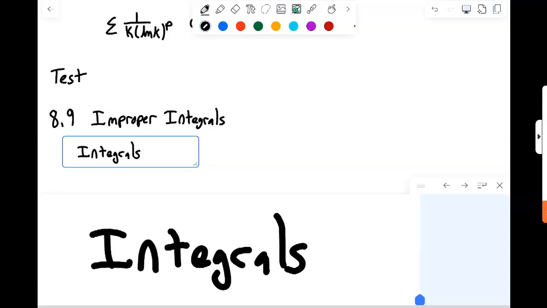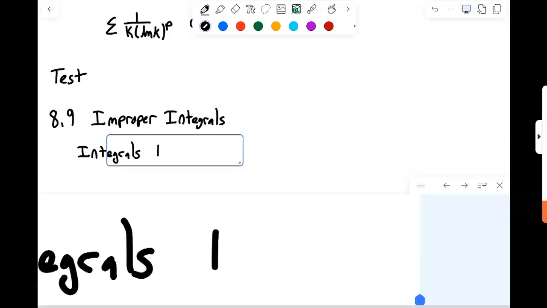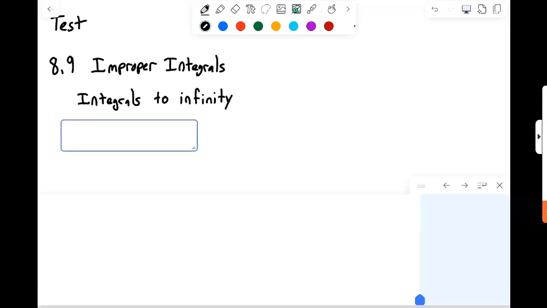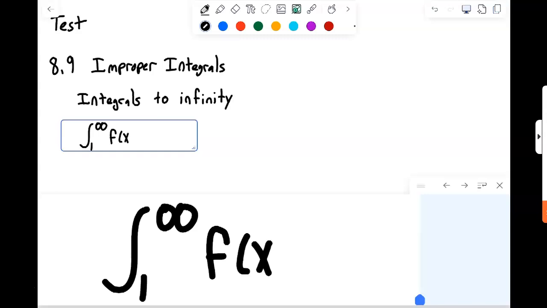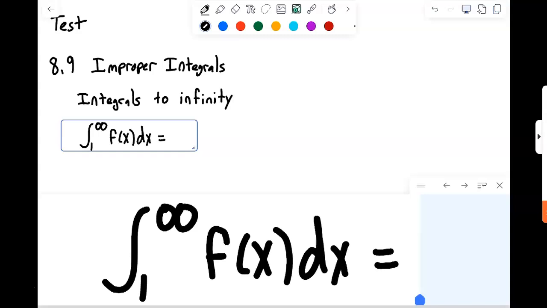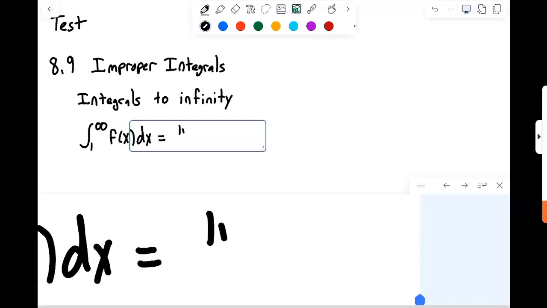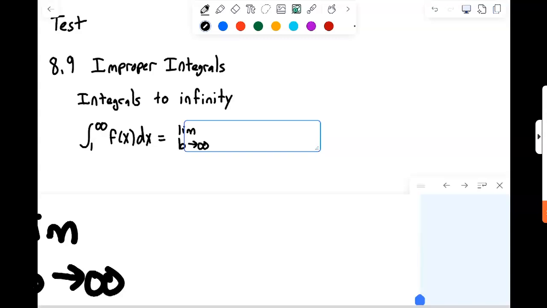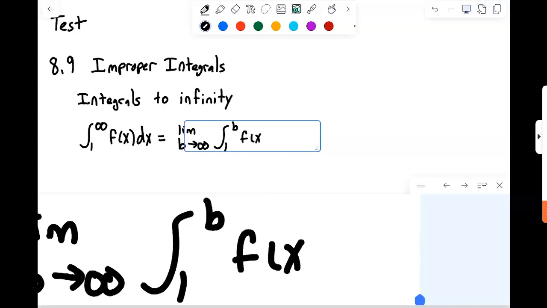And we've actually gotten a little practice with those again as we've been looking at our integral test here. So remember the notation, integral from 1 to infinity of f of x dx. We'd look at the limit as b goes to infinity of the integral from 1 to b of f of x dx.